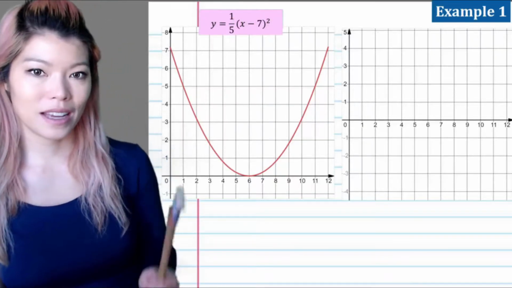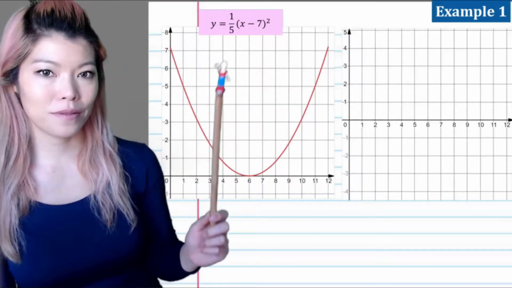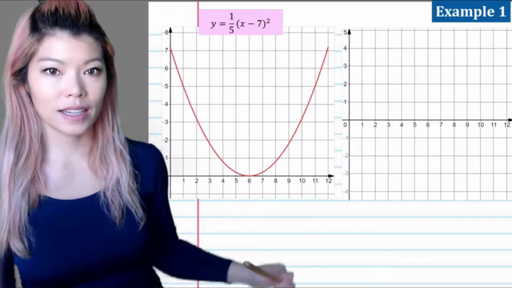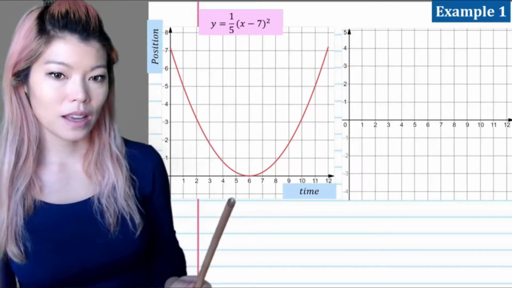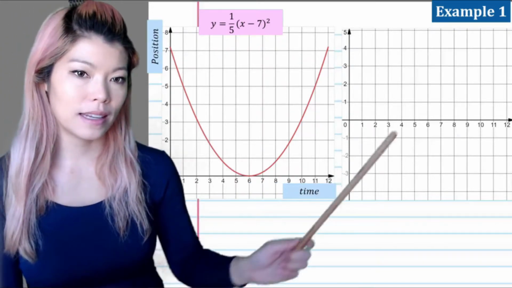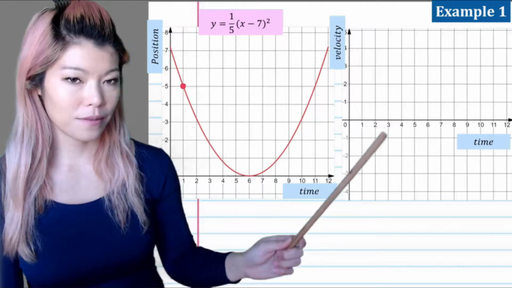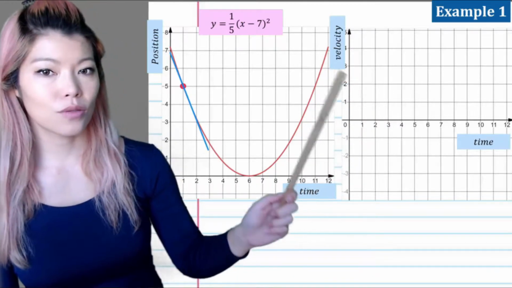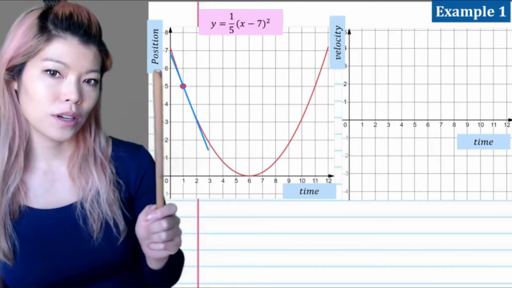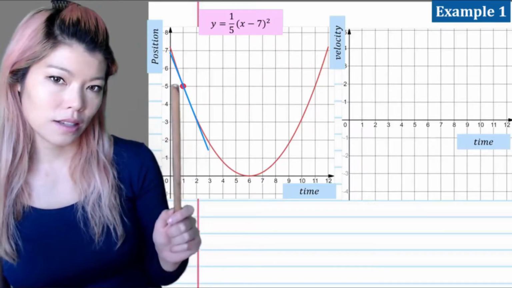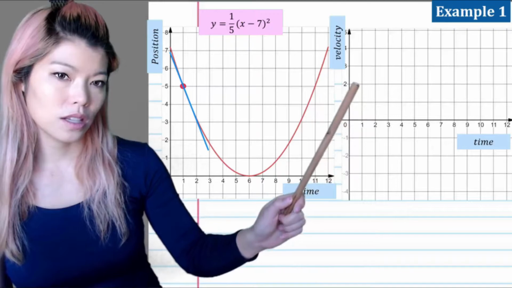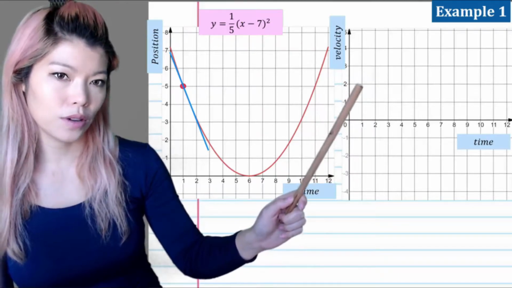Here we have an equation y equals a fifth x minus 7 squared, and this is going to be our position time graph. And from this graph we're going to sketch the velocity time graph. The velocity is the gradient of this graph, so we're going to find spots and draw a tangent, and whatever the gradient is of that tangent, we're going to sketch or plot that point over here.